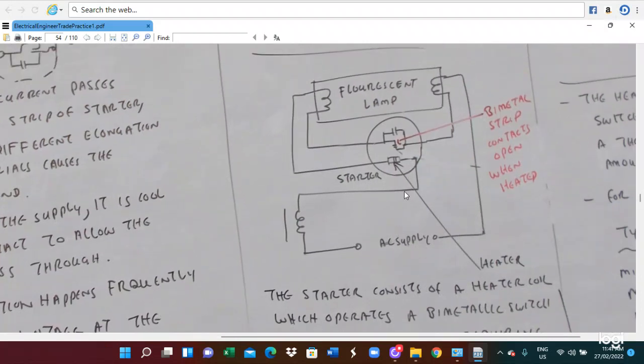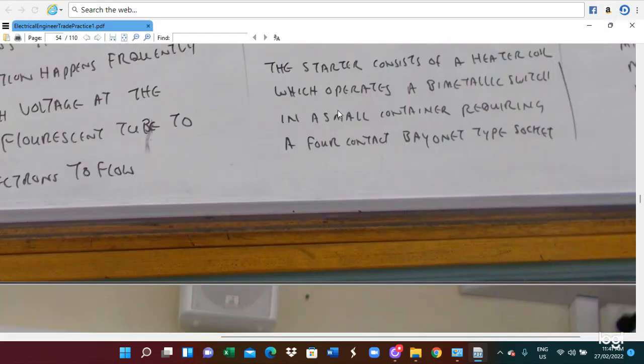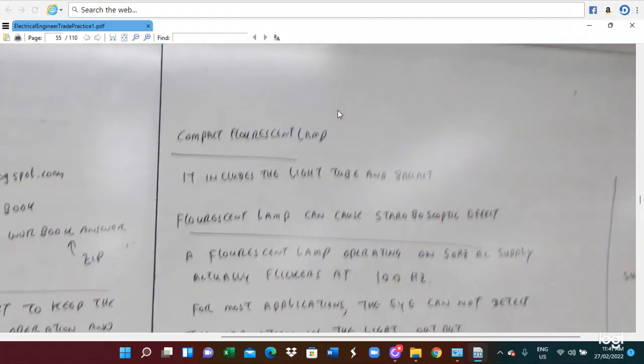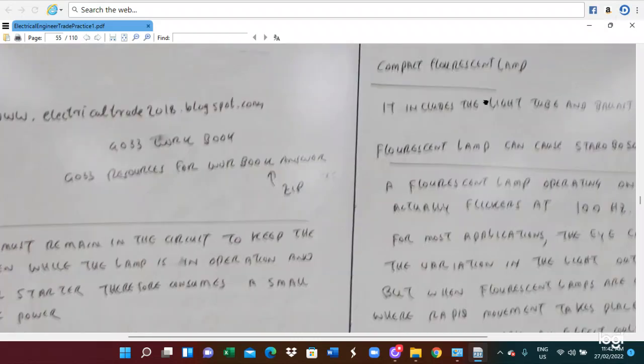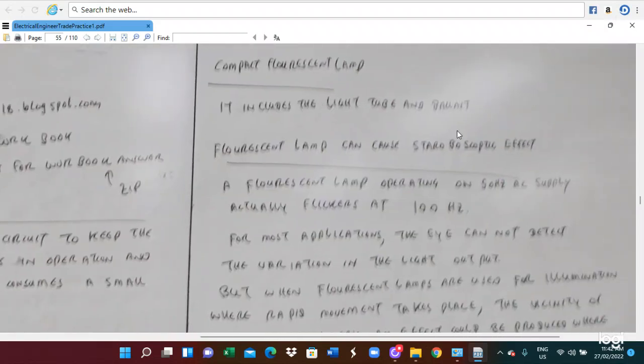So the starter switch, through its switching function, can increase the voltage across the fluorescent lamp. When the voltage across the fluorescent lamp is high, it can eject electrons. The electrons flow out and interact with the gas, and the light comes out. So this is the way of fluorescent light connection. They are fluorescent lamps, and for the compact fluorescent light, it includes the lamp, tube, and ballast also.